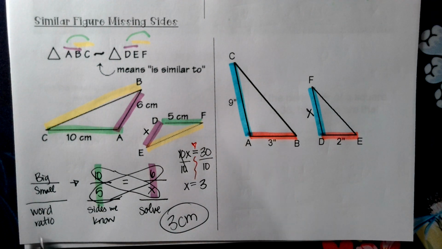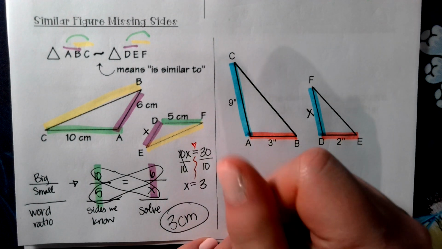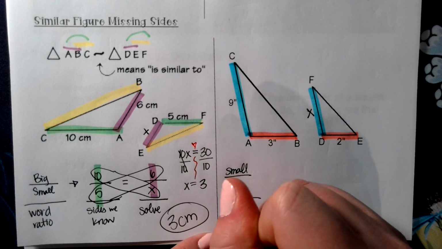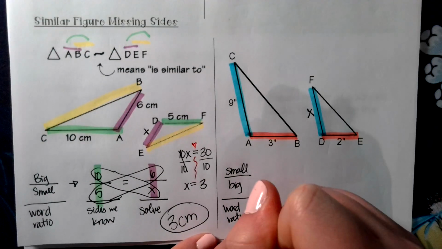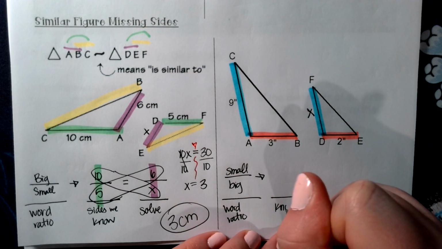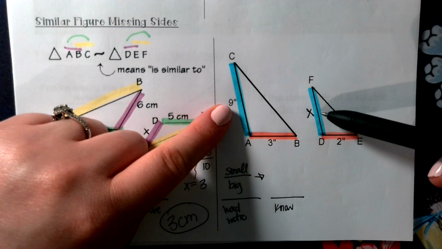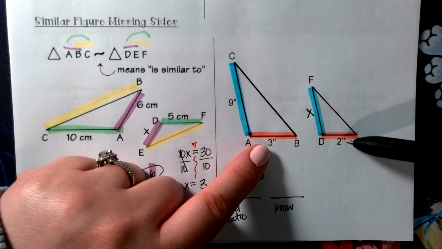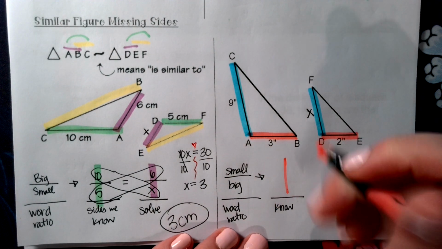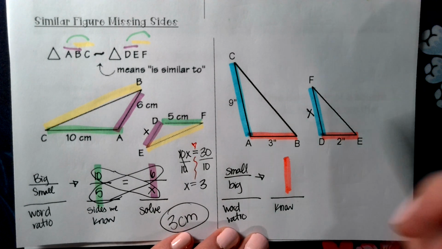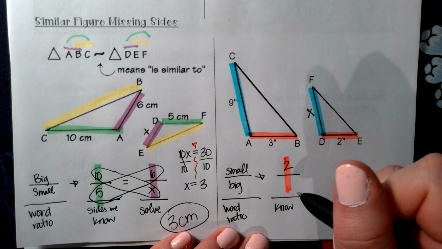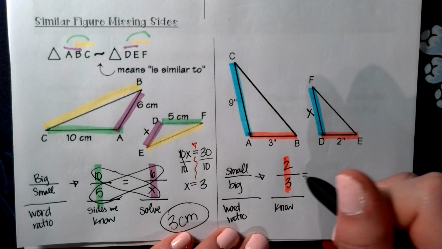So again, like I said, it doesn't matter if your word ratio is big over small or small over big, so I'm going to switch it up this time. Now I'm going to do small over big for my word ratio. Then I need to fill in the information I know. Do I know both my blue sides or do I know both my pink sides? I know both my pink sides, so I need to plug those numbers in. What's my small pink side? 2. My big pink side is 3.